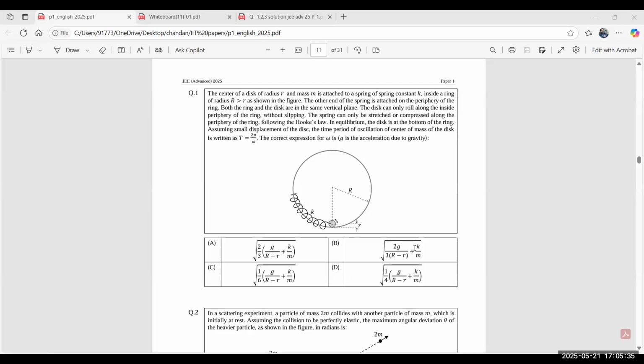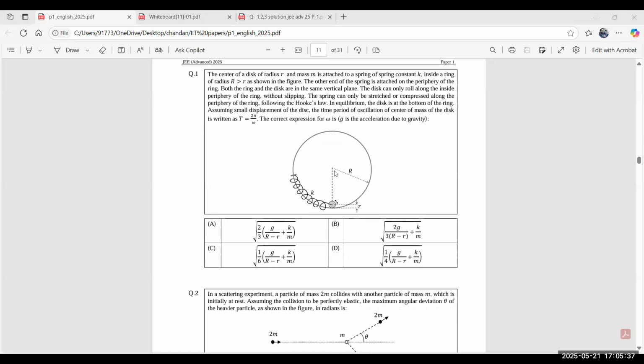So let me take you through each problem one by one. So first, this is the problem. I hope you have read this problem. If not, then you can pause the video and just read the problem. And once you have read, then you can see the solution.